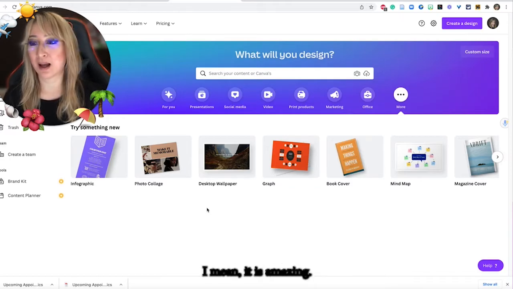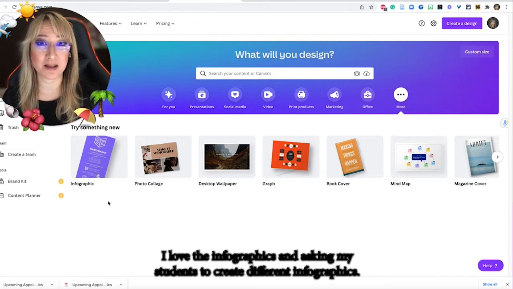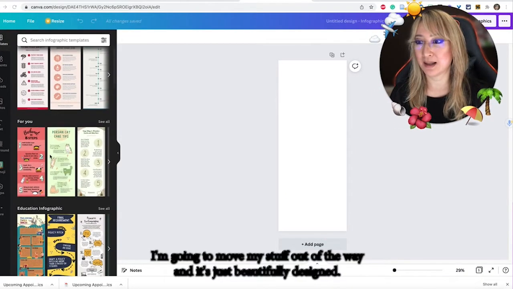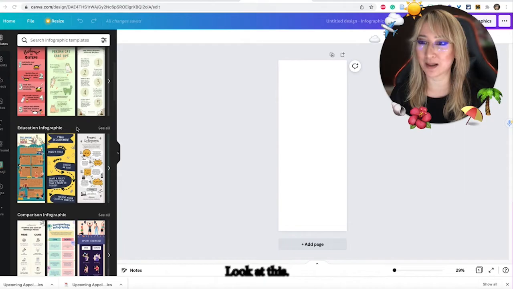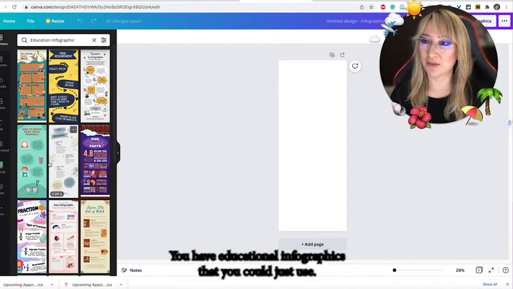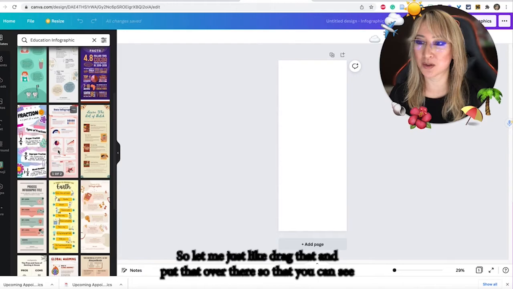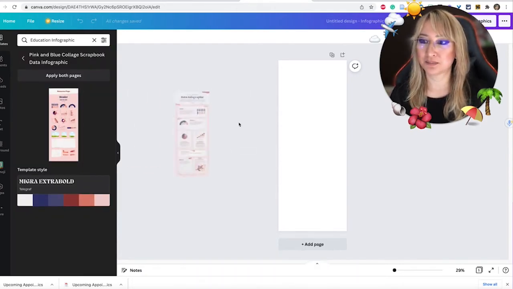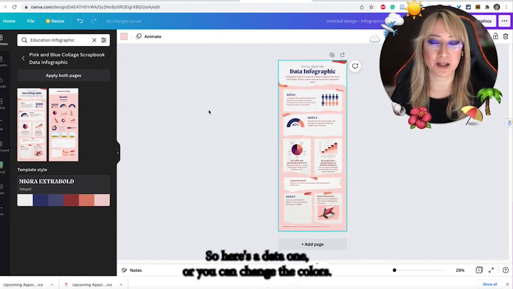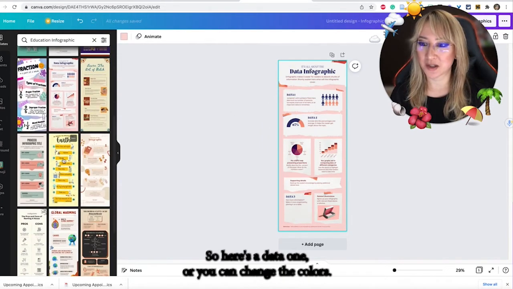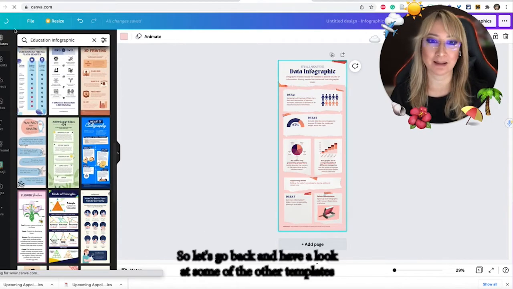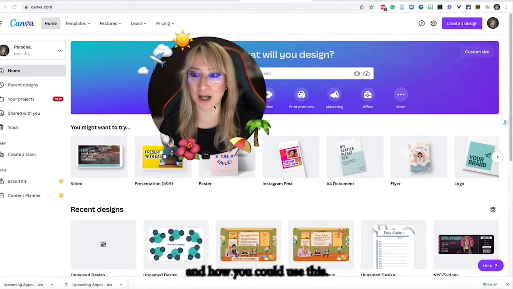I mean, it is amazing. I love the infographics and asking my students to create different infographics. So let's just go on to here. I'm going to move myself out of the way. And it's just beautifully designed. Look at this. You have educational infographics that you can just use. So let me just drag that and put that over there so that you can see. Oh, maybe, yep, there we go. So here's a data one, and you can change the colors. I mean, this is just phenomenal. So let's go back and have a look at some of the other templates and how you could use this.